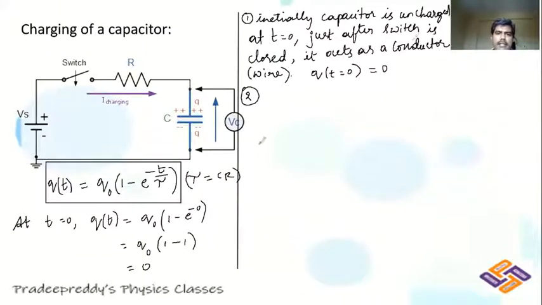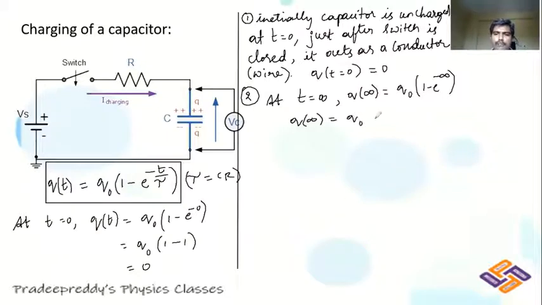That means at a time t is equal to infinity, you do not know at what time it gets fully charged, so I am considering that time as infinite time. You can just replace: Q of infinity is equal to Q naught into 1 minus e power minus infinity. So Q at infinity is equal to Q naught into 1 minus 1 by infinity. E power infinity will be equal to infinity. Something by infinity is 0. This is equal to Q naught.